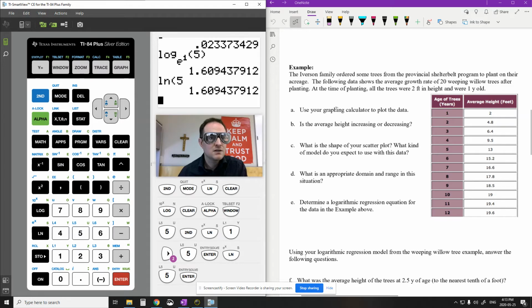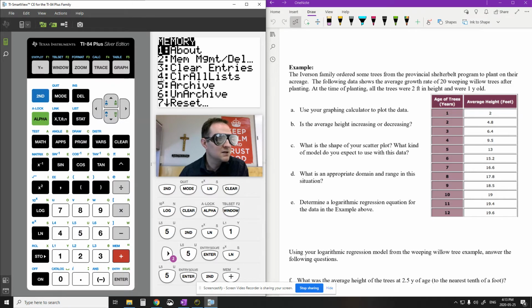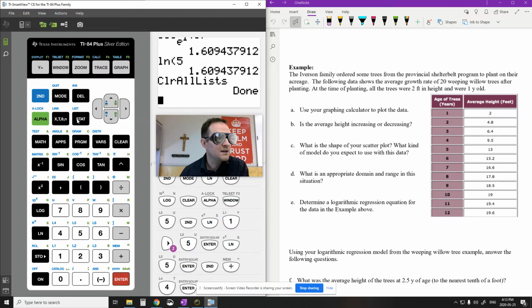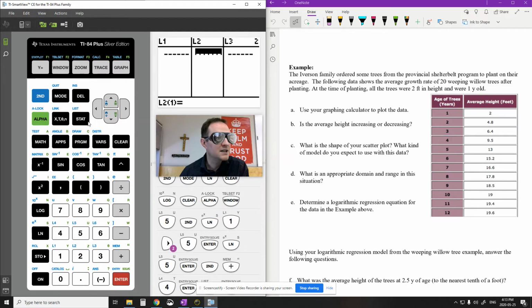Okay. So let's graph this. Use a graphing calculator to plot this data. So I'm going to go plot this data. I'm going to reset my tables. So I'm going to go number 4 here, clear all lists under mem. So second plus, and then go number 4. Perfect. Okay. So when I go stat edit, my tables are cleared.